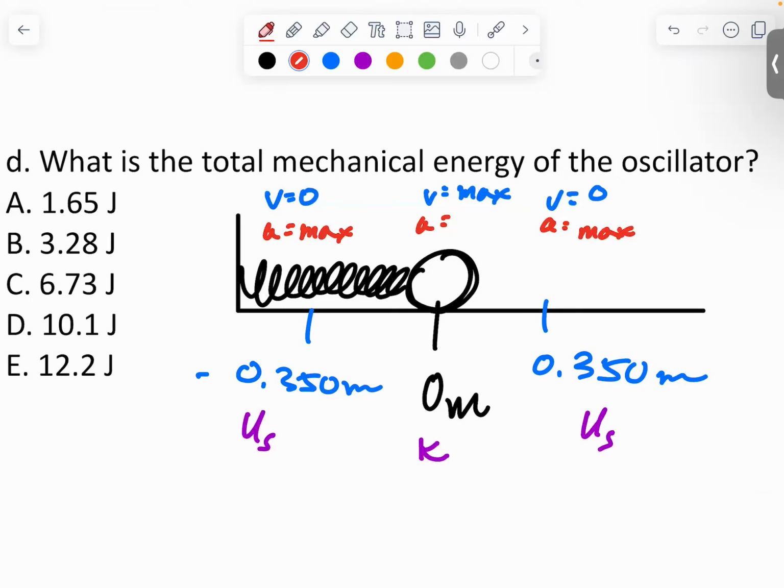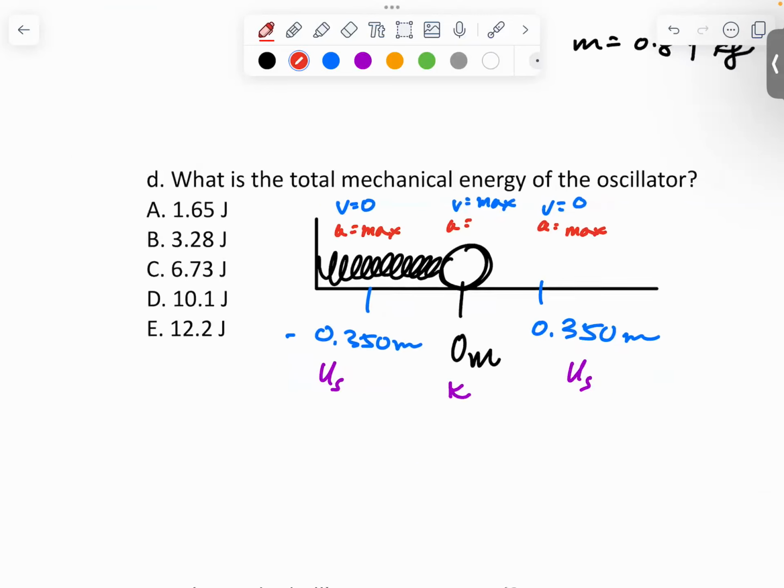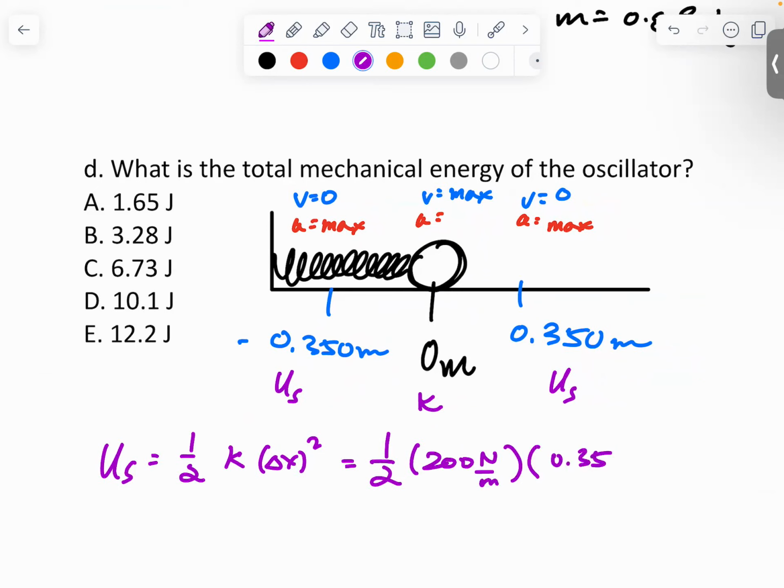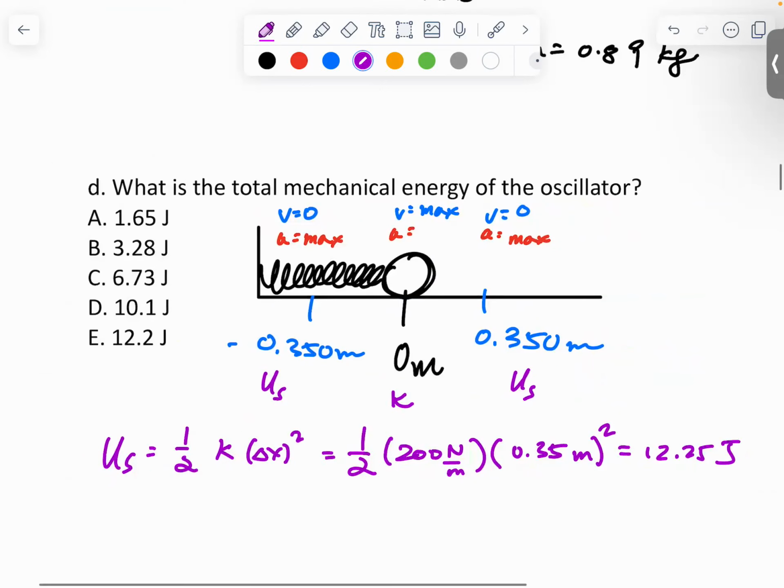Okay, and since we have a spring, we have a spring constant. We have everything that we need to calculate our spring potential energy, our elastic potential energy, which is 1/2 k delta x squared. You have the 200 for the k, and you have the 0.35 as your compressed distance. 0.35 meters squared, so 0.35 squared times 100 is 12.25 joules. So that's the closest one.